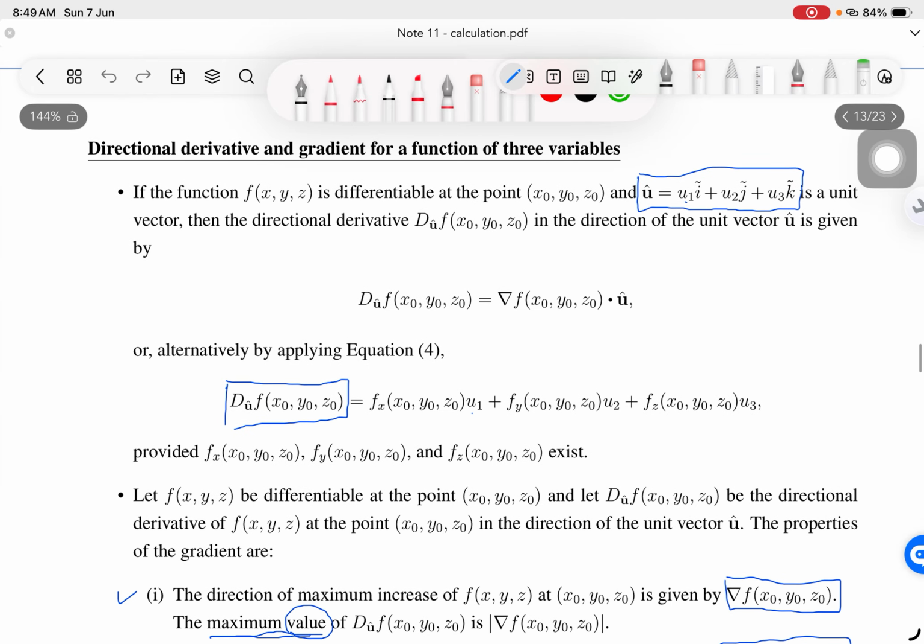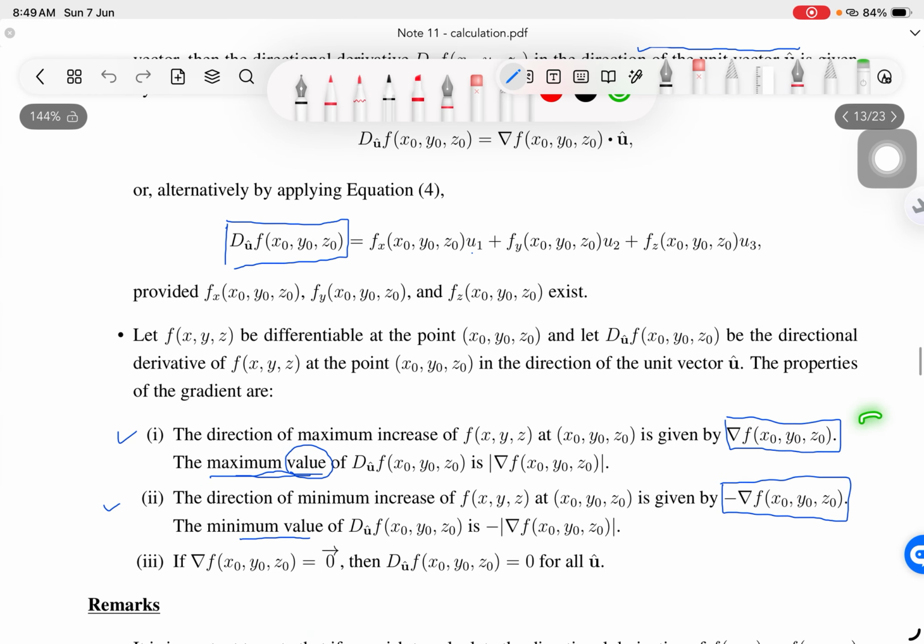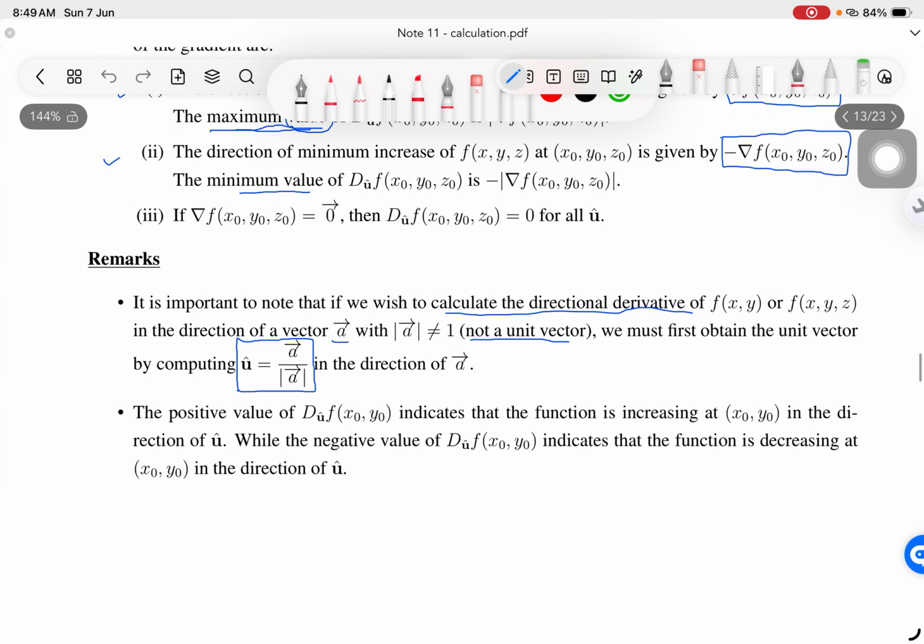So let's say you want to find the directional derivative and gradient for a function of 3 variables. It is just the same, but then we have another term which is for your z, and the properties of this one are also the same. Okay, so there are important remarks for you.